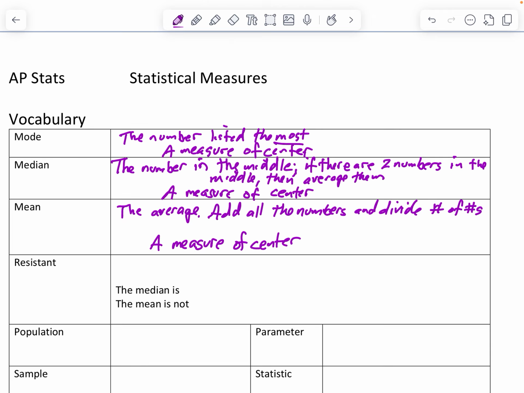Now, let's talk about the word resistant. Resistant is a statistical measure. A statistical measure is resistant if it's not affected by extreme values. So if we were to take and replace one of the values in the list by something that we might consider an outlier or extremely at one end or the other of the list, if this measure that we're taking is not affected by that, then it's called resistant.